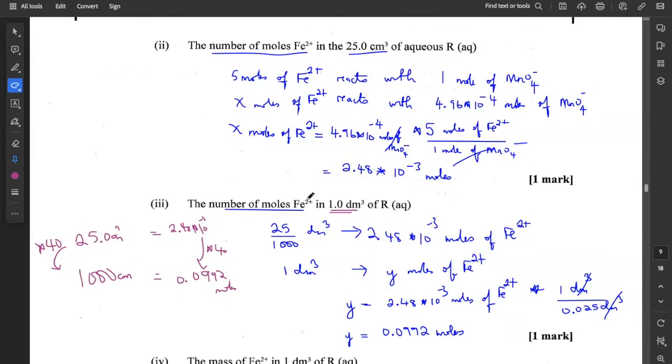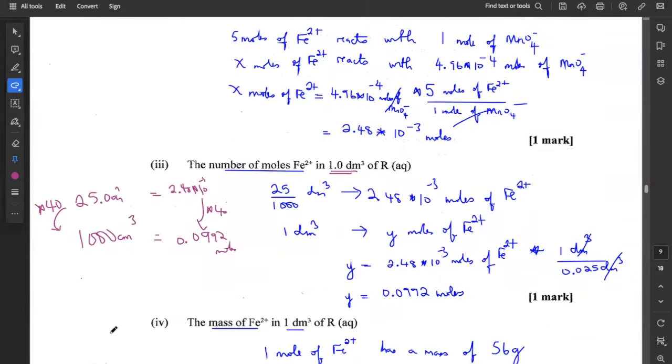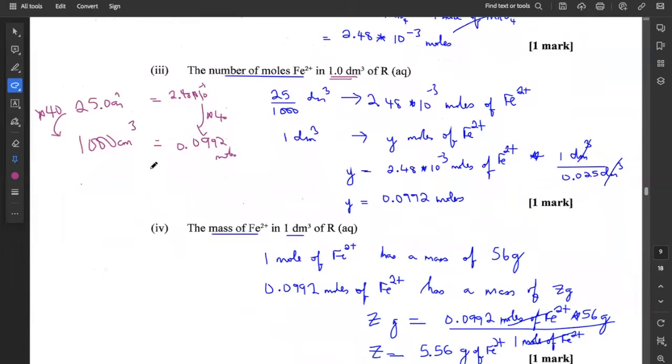0.0992 moles is the amount of Fe2+ that we have in 1 dm³ or 1,000 cm³ of R, okay? All right, so this is a cm³, right? So moving along to part 4 now, they want us to find out the mass of Fe2+ that's present in 1 dm³ of R.